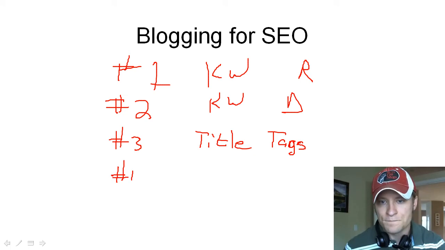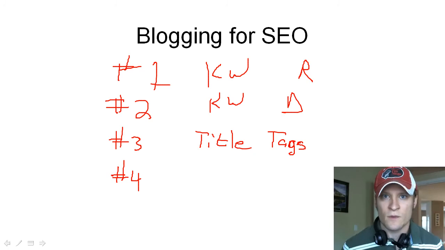Number 4, and this kind of goes under keyword research, you're actually going to type in your keyword in the Google search bar. So you're going to go to Google, and what you're looking for is less than 100,000 results. Somewhere between 50 and 100,000 results is the real sweet spot.